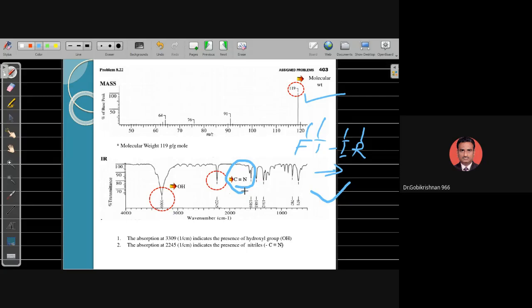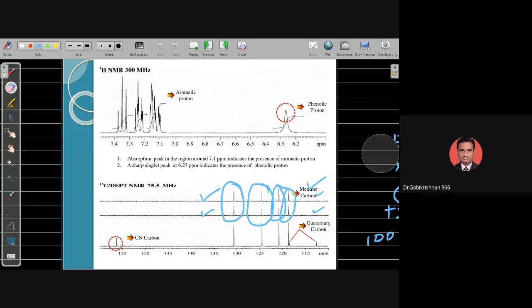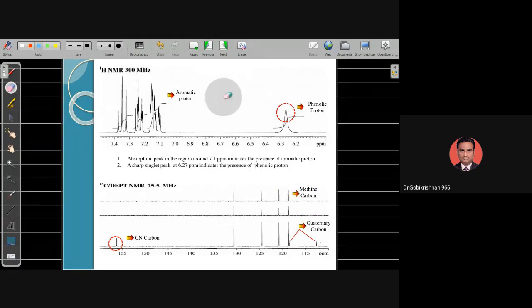From the mass, what I can understand is that the molecular weight will be 119. Next, come to this one, the H1 NMR spectrum. The H1 NMR always has peaks with multiplicity. If you see this peak, it is divided into 3, therefore this is a triplet. Then this is also a triplet, and there are a lot of subdivisions. That is called multiplicity.